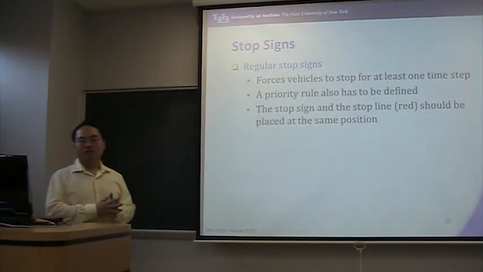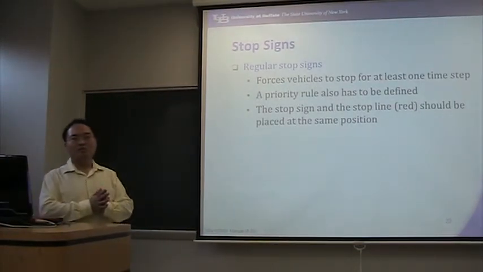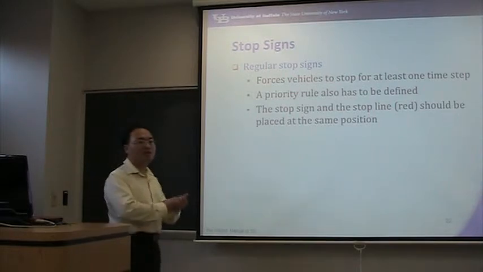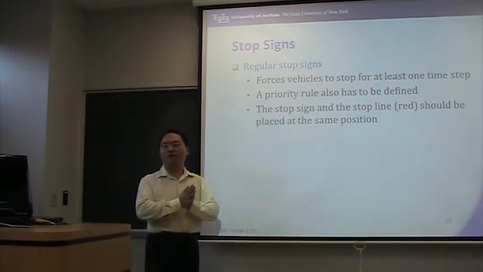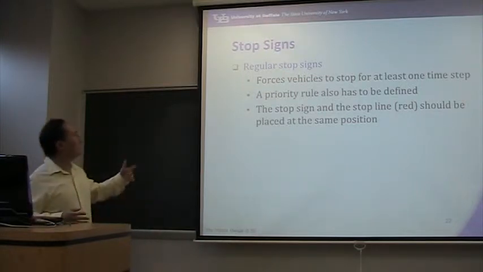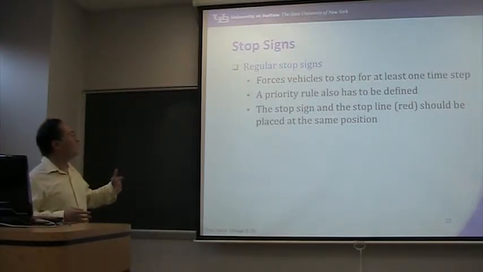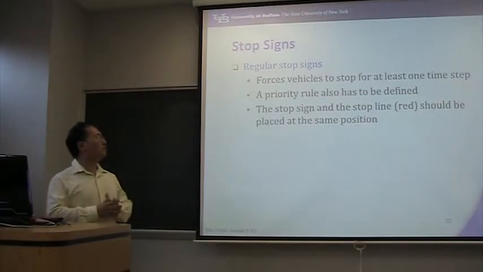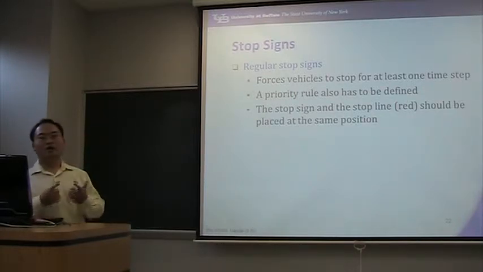We all know stop signs, but in VSIM it's different than NSIM. In NSIM, you just specify a stop sign at the beginning of the connector. But in VSIM we have two kinds of stop signs. The first one is called the regular stop sign, and the regular stop sign will force the vehicles to stop for at least one time step.